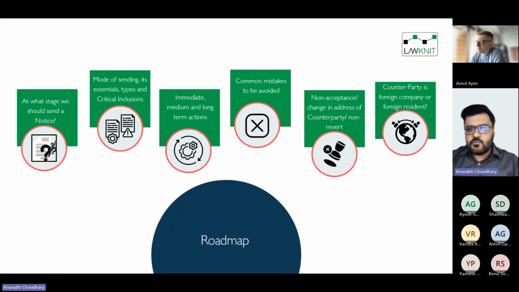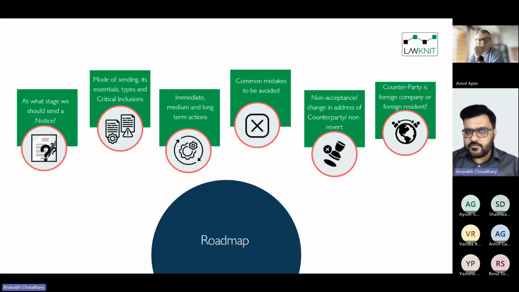Now, the roadmap for today's session is, first and foremost, at what stage we should decide that we need to send a legal notice. Understanding the stage at which we have arrived, where we should now be sending the legal notice. The second is the modes of sending the legal notice, what are the different modes and which modes are recognized under law. Then some immediate, medium, and long-term actions with regard to legal notices, and avoiding common mistakes.